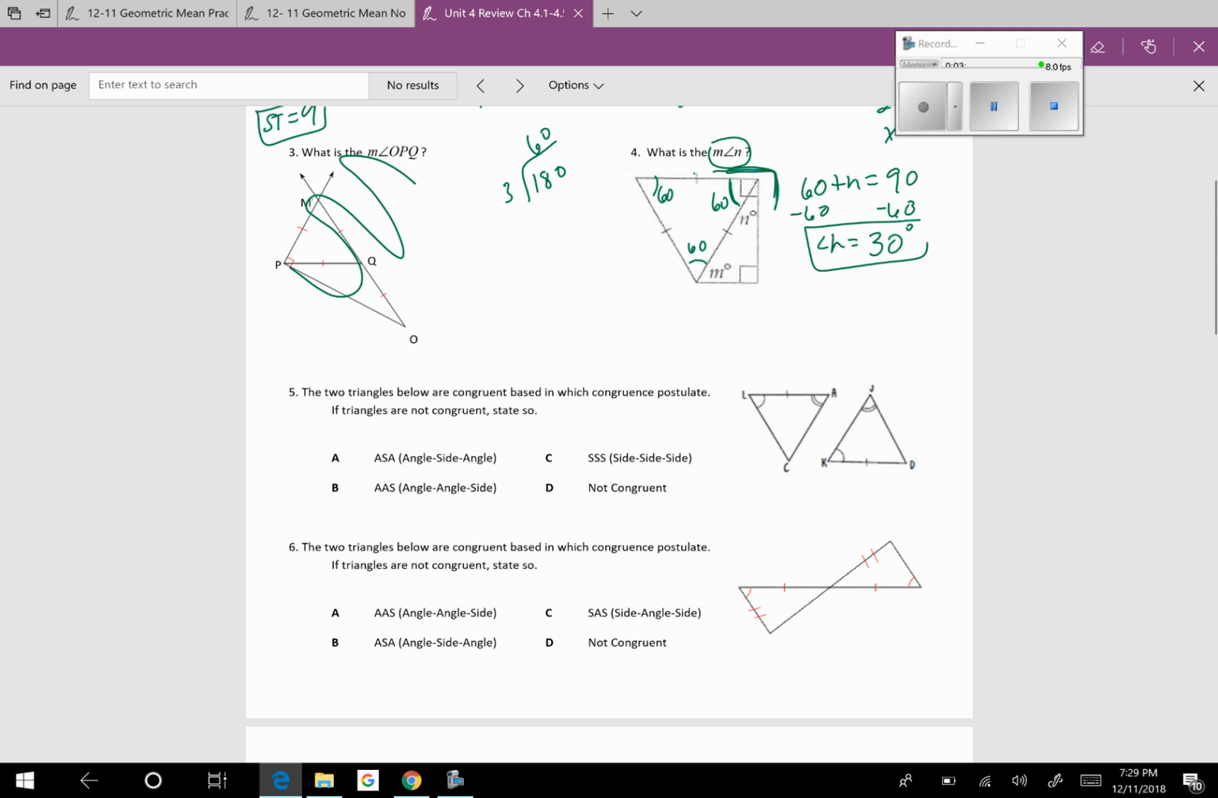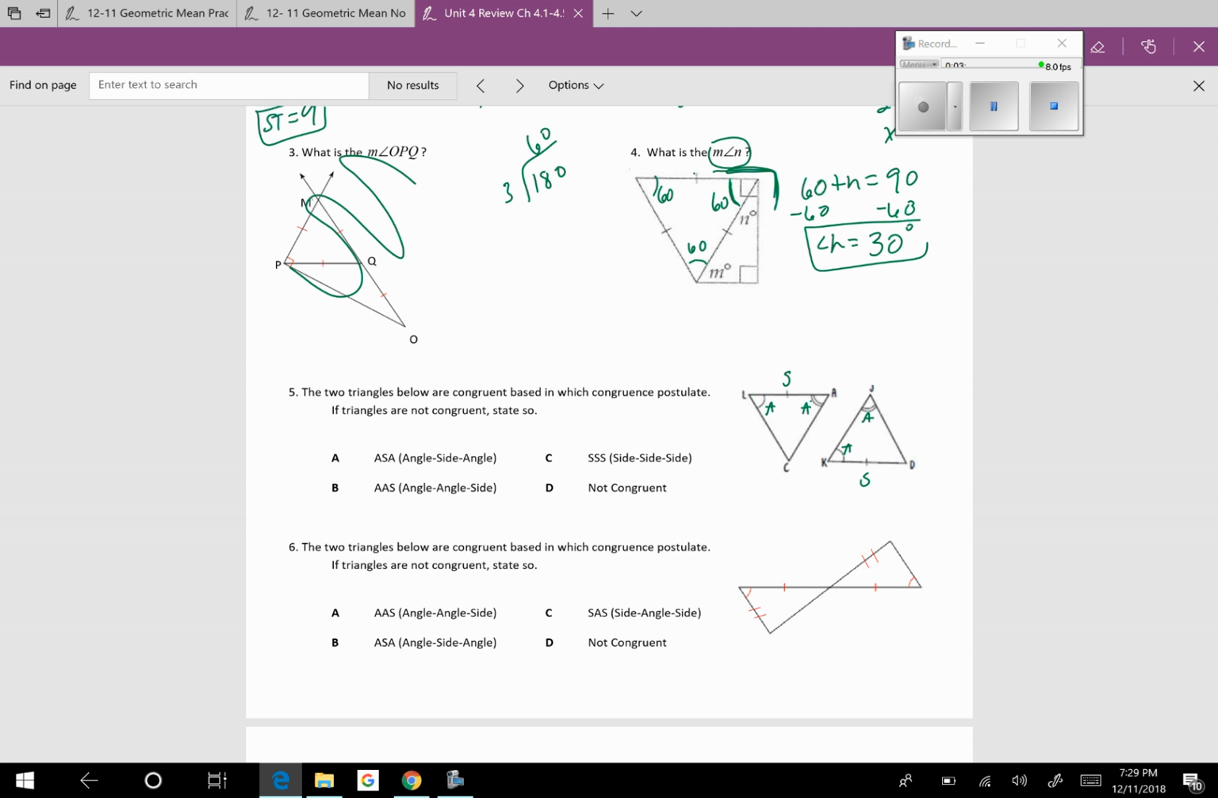All right, next one. It says the two triangles below are congruent based on which congruence postulate? So you've got 4 choices here, and we've got to look and see what they have in common. We see one angle here marked the same, and another angle there marked the same. So label them with A for angle. Now I have another one marked the same, so that's another angle. And then I see this tick mark on the sides there. They're labeled congruent with the tick mark, so there's an S and an S.